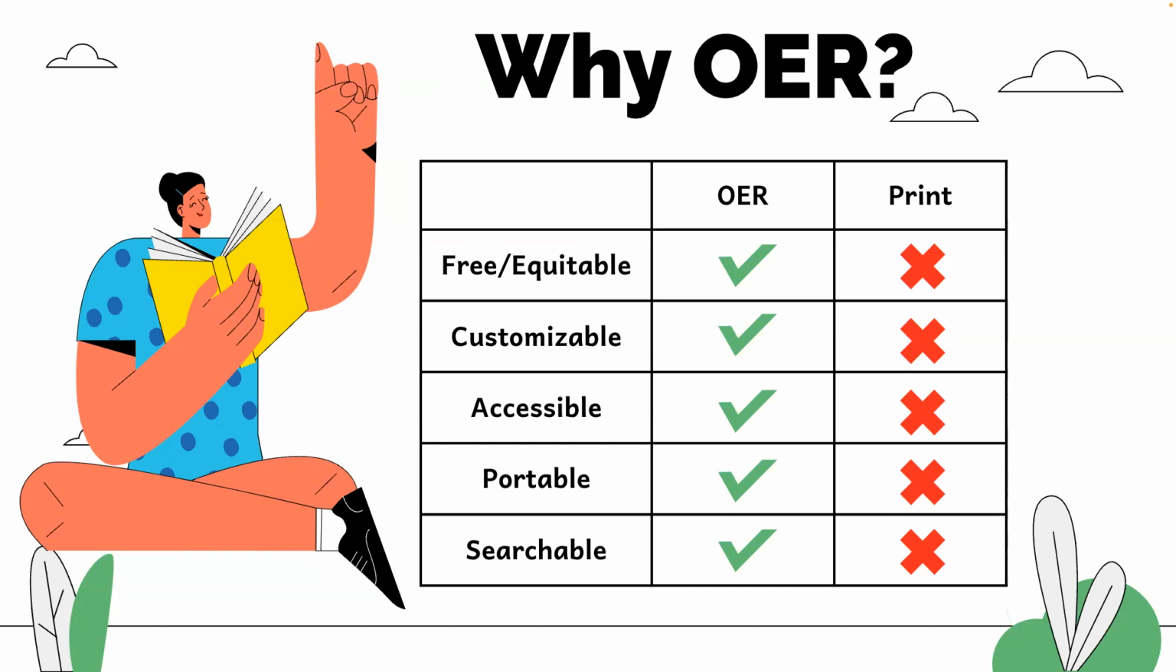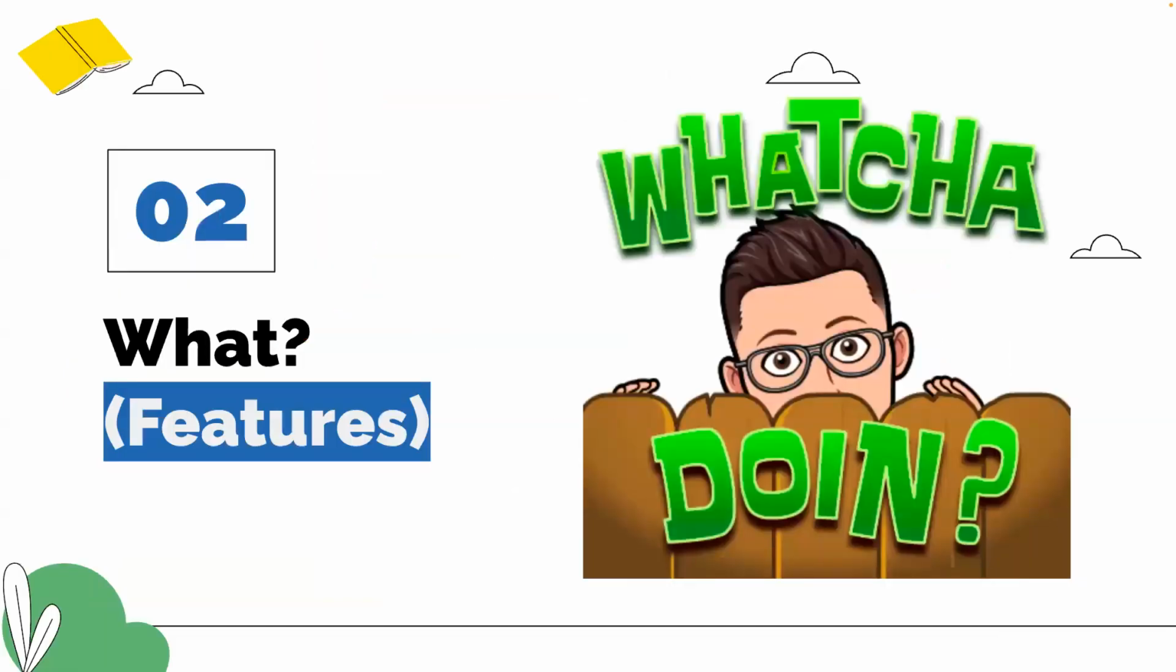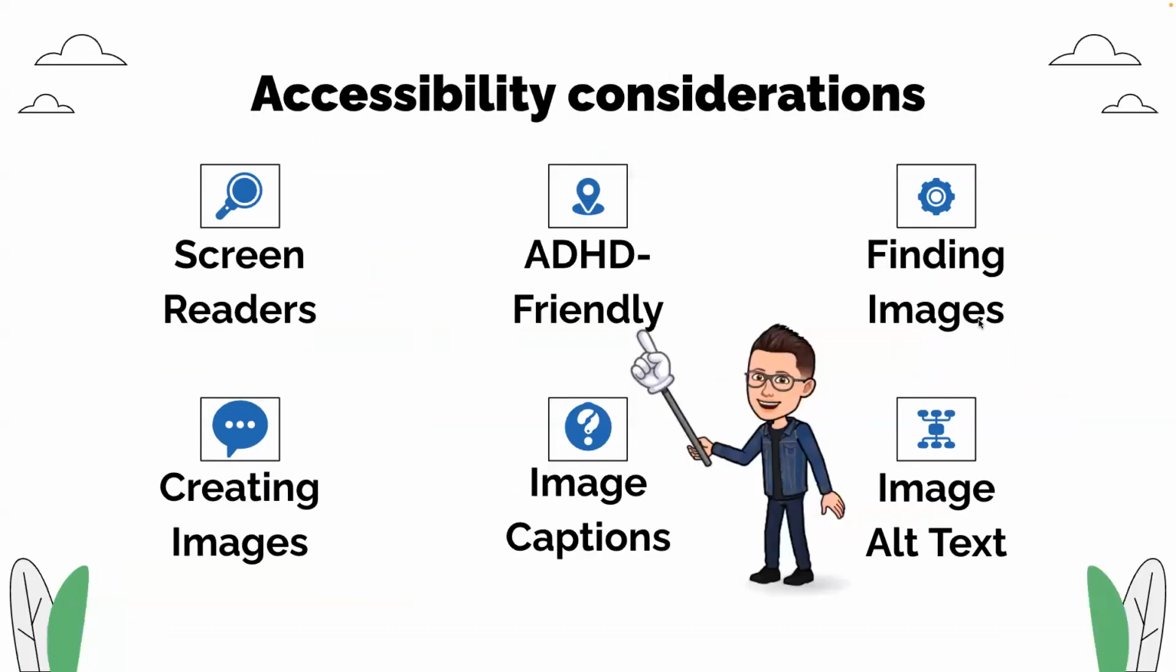I also wanted it to be customizable, so that I could adapt it over time to different learning groups, undergrads or graduate students perhaps, and something that's accessible to people with diverse needs in terms of learning, disabilities, etc. I wanted it to be something portable that they could take with them, use in their careers, and search for information. And I just felt that an open educational resource would be way better than a print resource on all of these points. So let's talk about some of the features of my textbook.